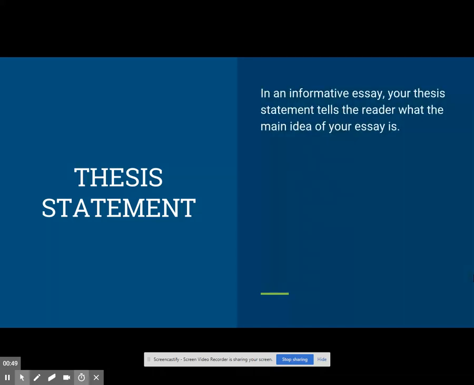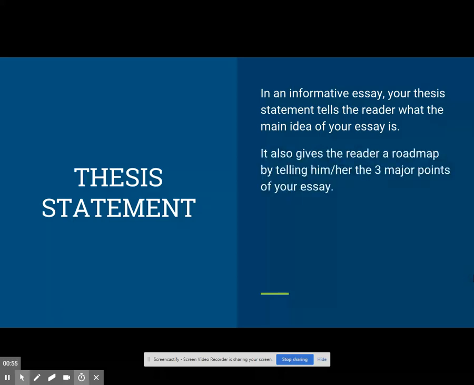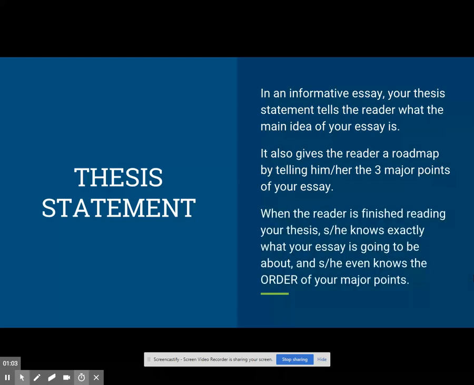Thesis statement. In an informative essay, your thesis statement tells the reader what the main idea of your essay is. It also gives the reader a roadmap by telling him or her the 3 major points, or in our case, the 2 major points of your essay. When the reader is finished reading your thesis, she or he knows exactly what your essay is going to be about, and she or he even knows the order of your major points.